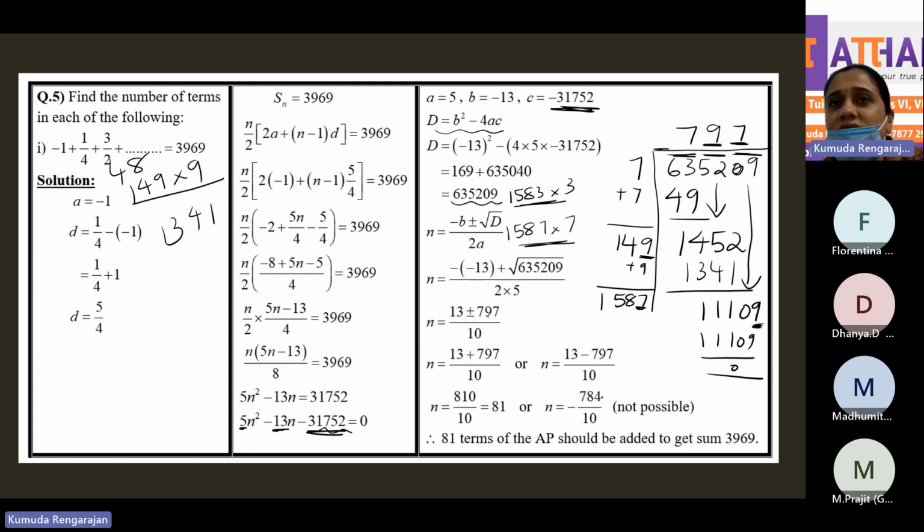So this is how we find the square root of a perfect square by the long division method.